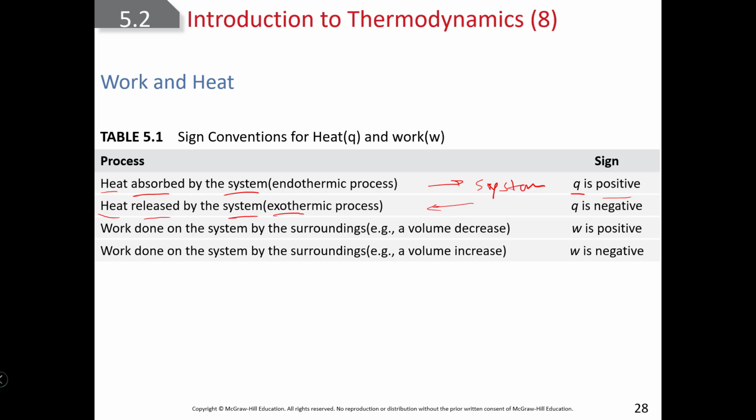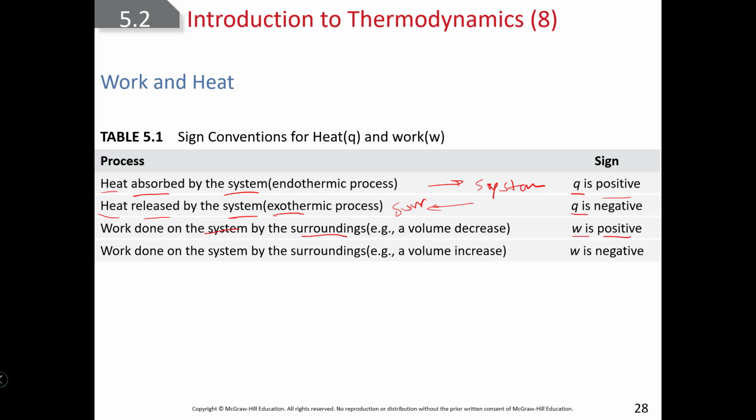So the system is releasing heat to the surroundings. And Q would be negative. Negative means going out to the surroundings. Positive means going into the system. Work done on the system by the surroundings. That means we're decreasing the volume. If that's the case, W is positive because work is going into the system by reducing the volume of the system.